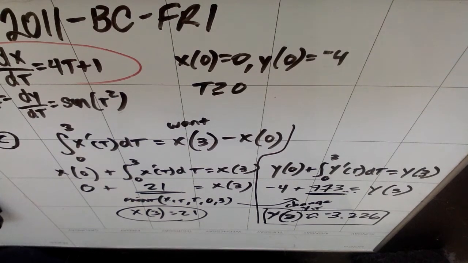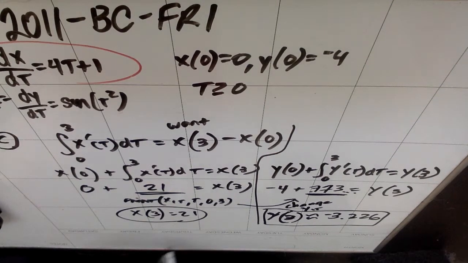Cool. So if you want to write it in x comma y, you could call this 21 comma -3.226, but I would argue just finding x of 3 and y of 3 would be sufficient.